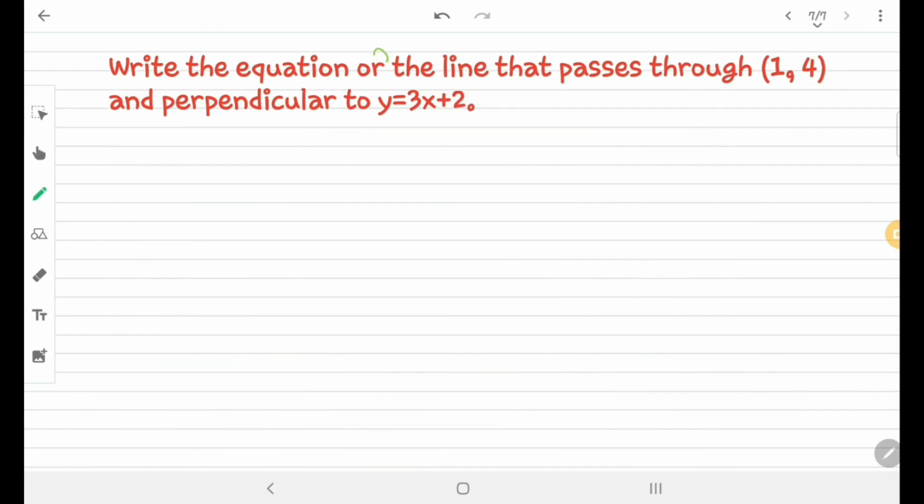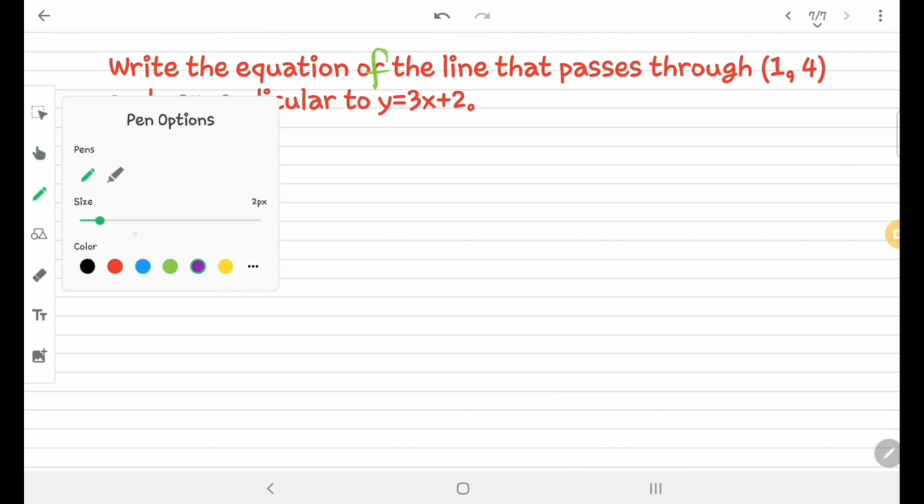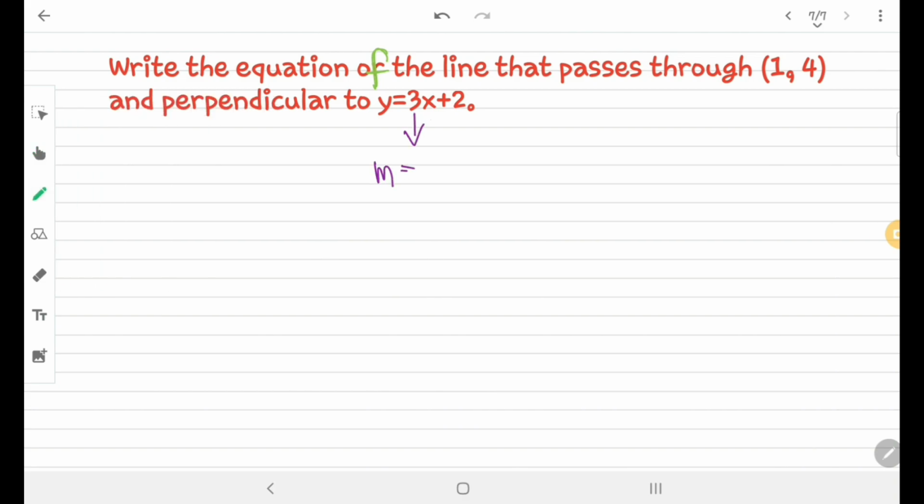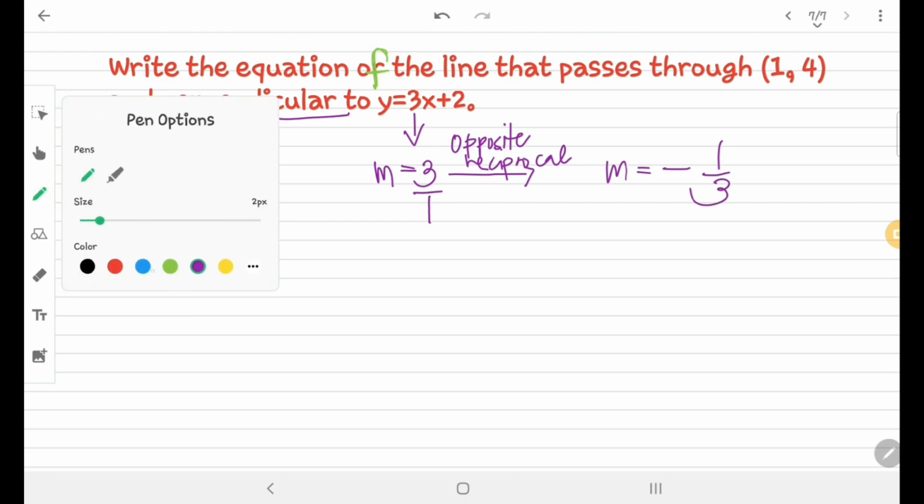Okay, write the equation. Again, this must be of the line that passes through (1, 4) and perpendicular to y = 3x + 2. So, ganun pa rin gawin natin. But, since perpendicular na ito, remember, kapag perpendicular, dapat yung slope nila sa isa't isa ay opposite reciprocal. So, m = 3. Dahil perpendicular yung hinihingi, let's get the opposite reciprocal. Siyempre, dahil positive siya, gagawin nating negative. At dahil 3/1, -1/3 yung gagamitin natin.